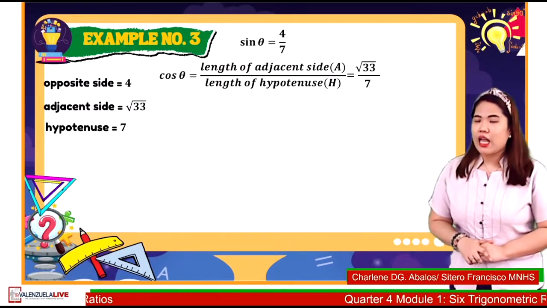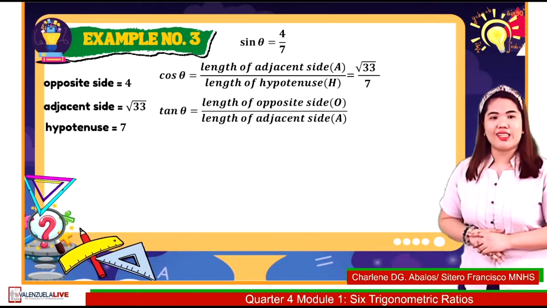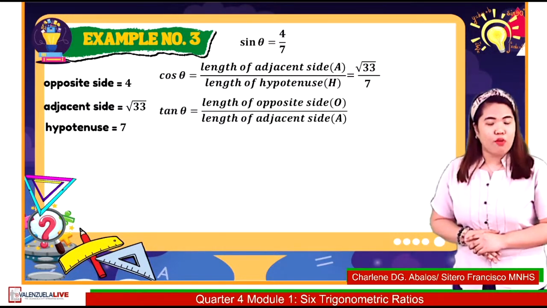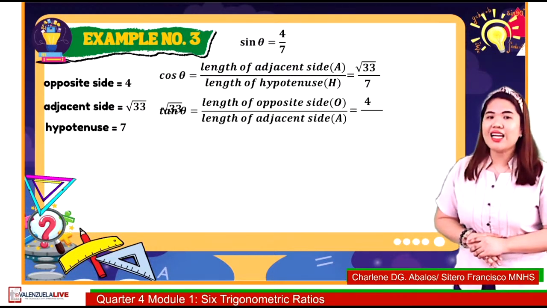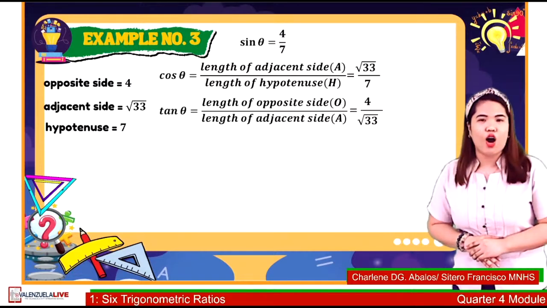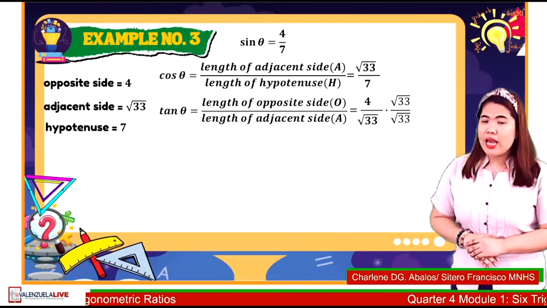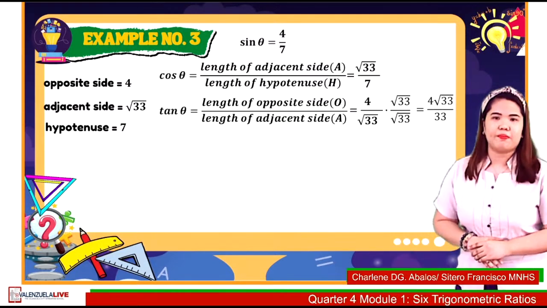For tangent theta, we have opposite side over the length of the adjacent side. It is equal to 4 over square root of 33. Rationalize by multiplying square root of 33 to both numerator and denominator of the ratio. Then it will be 4 square root of 33 over 33.